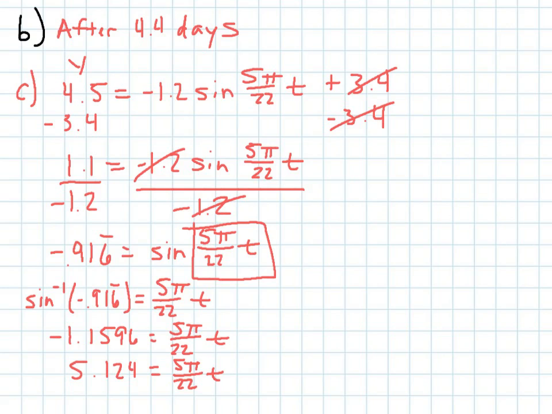Okay, we can't really have negative time, so we don't really want that. It's negative 1.15 because it wouldn't make sense. Okay, so now I need to multiply both sides by 22 over 5 pi. Okay, so then that stuff cancels out. You're left with time. Okay, and then here that gets me 7.175. So let's round it to the nearest. It says 2 decimal places, so we need 7.18 days.